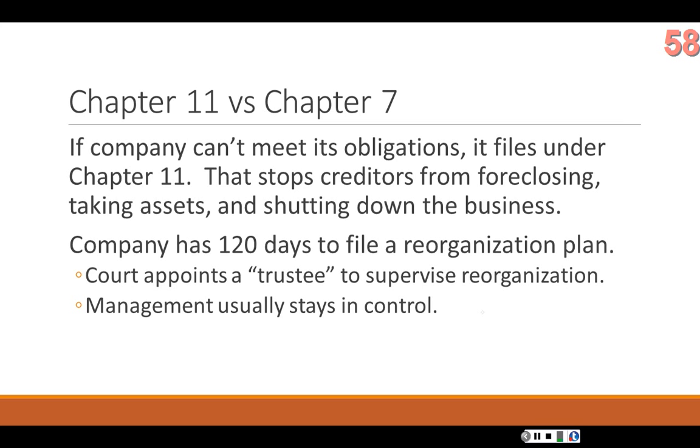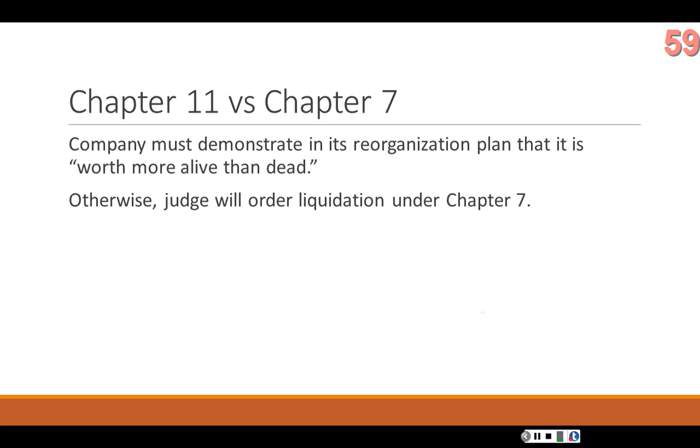If a company can't pay what it owes, it's going to file under Chapter 11 bankruptcy, which is reorganization. That's going to keep creditors from foreclosing, taking their assets, and shutting down the business. At this point, a company has 120 days to file a reorganization plan. The court's going to appoint a trustee to supervise the reorganization, and management usually stays in control. If the company can demonstrate that it's worth more alive than dead, then they will be awarded Chapter 11 reorganization. Otherwise, the judge will order liquidation under Chapter 7.